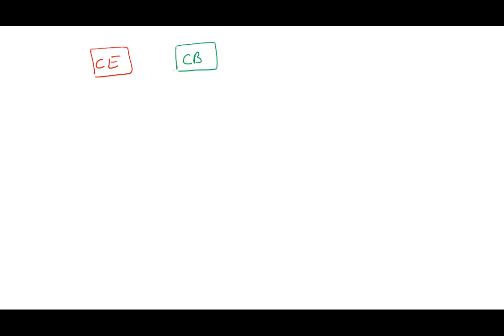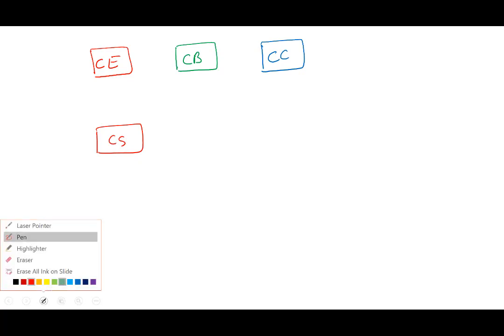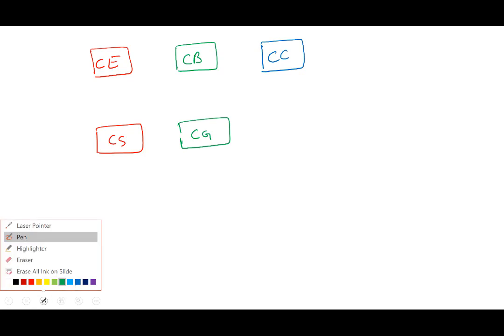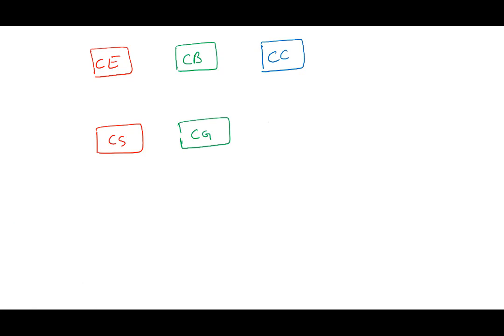Common base. Common collector. Right? Common source. Why am I writing it in, wasting my time and making it so colorful? Is there a reason for it? Common drain.